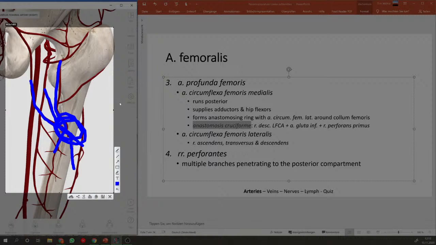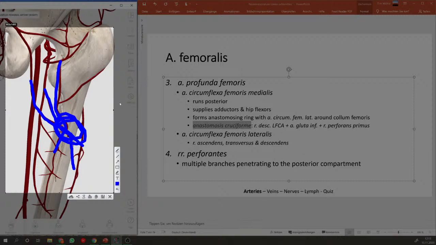Now, the lateral femoral circumflex artery will be this one, and it will have three branches. So, ramus ascendens, ramus transversus to the side, and ramus descendens. So that's all of it. Then, important are rami perforantes.